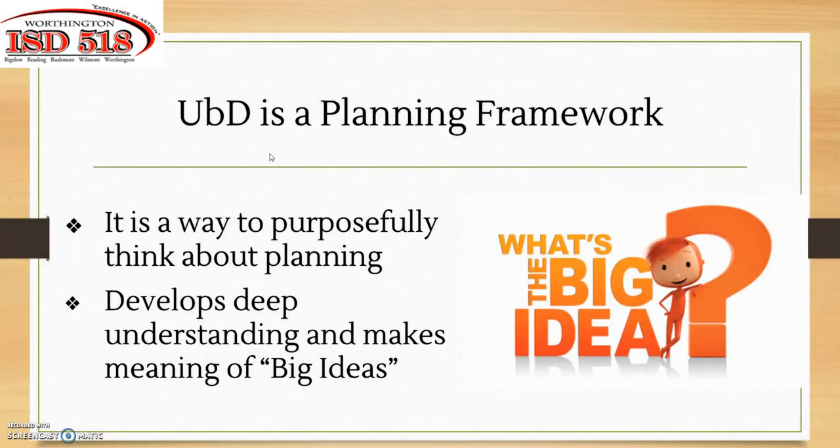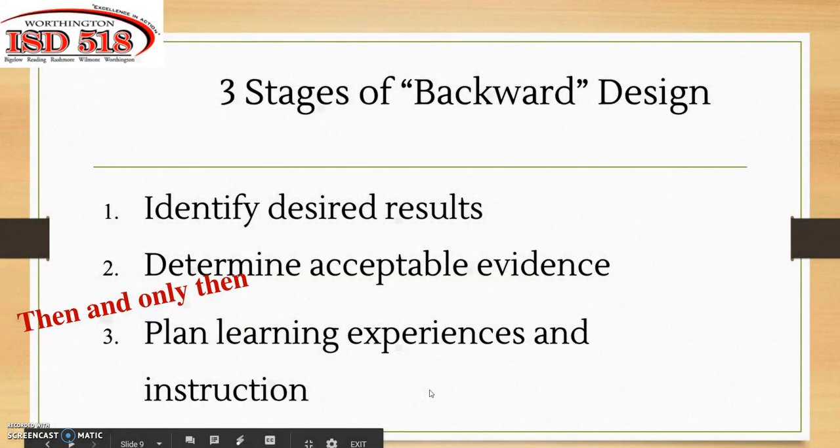So really, UBD is just a planning framework. It is a way to purposely think about our planning. It's really focused on those big ideas, develops understanding, and makes meaning of those big ideas. And once we understand those big ideas, we can start making those steps. So UBD is really a backwards design planning framework, and this is what we're going to be using as we go through the curriculum writing process in the school district. When we're focusing on those big ideas, I want to take you through what the three stages of that backward design are.